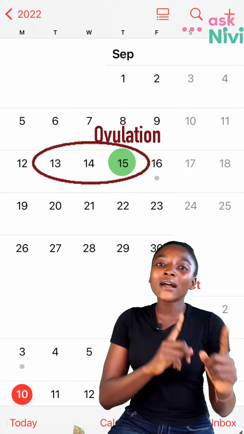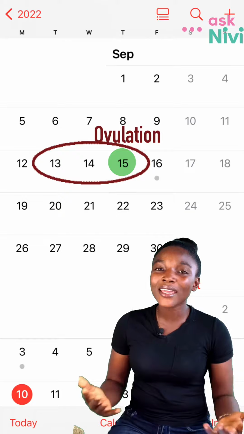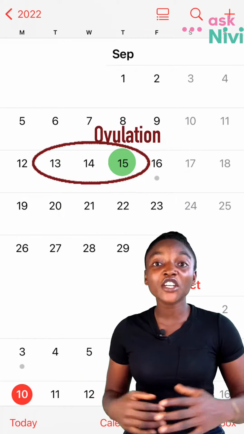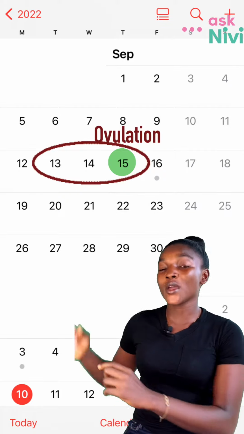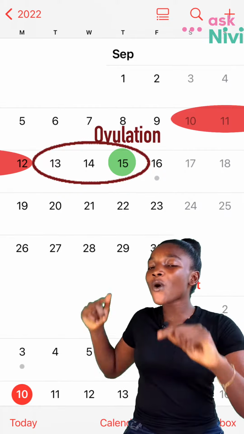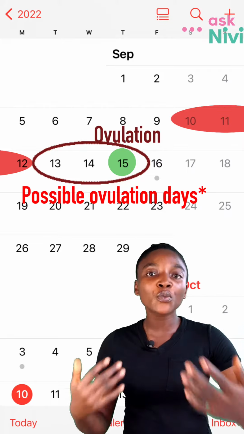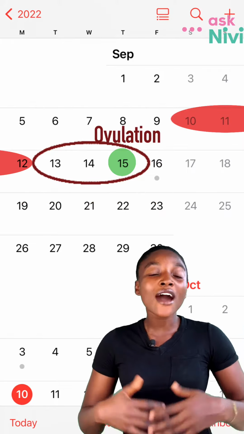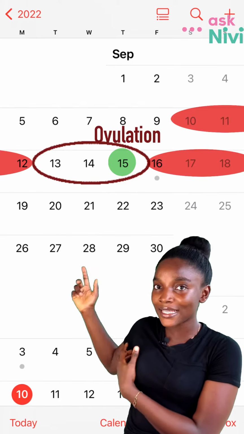If you just pick one day as your ovulation day and avoid sex on that day, you might still get pregnant. So if you are trying to prevent pregnancy, you may want to avoid having sex up to a week or 3 days before the 3 days you have set as your ovulation days. To be more sure, you can also avoid having sex 3 days after those ovulation days.